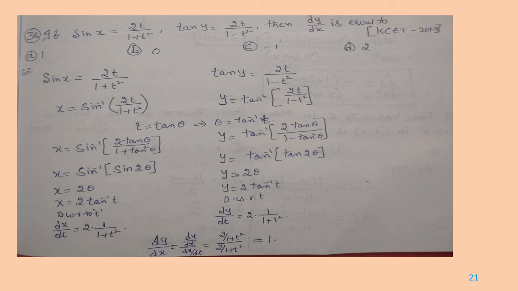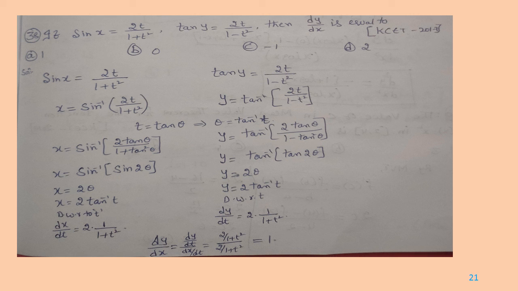Differentiating with respect to t, dx by dt equal to 2 into the differentiation of tan inverse t, which is 1 by 1 plus t square. Now coming to this side, tan y equal to 2t by 1 minus t square. Y can be taken as tan inverse of 2t by 1 minus t square. Substituting for t, y equal to tan inverse of 2 tan theta divided by 1 minus tan square theta. So y can be taken as tan inverse of tan 2 theta. So y is 2 theta. Y equal to 2 tan inverse t.